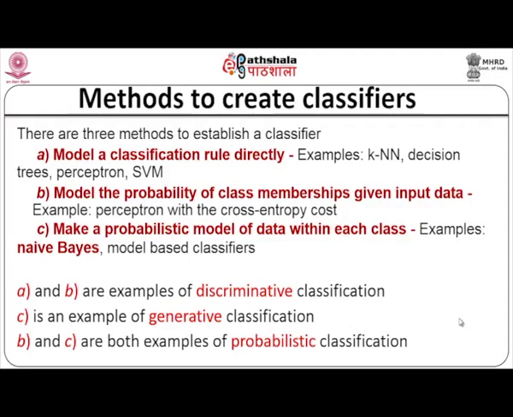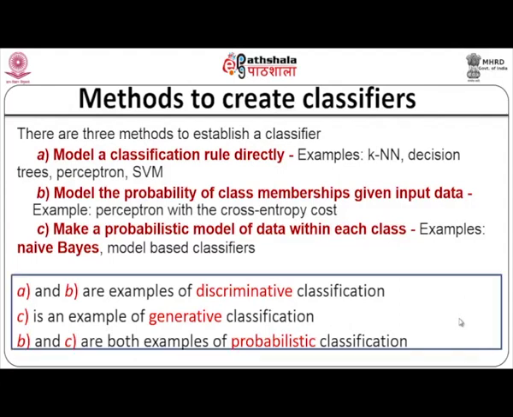The third is to make a probabilistic model of data within each class. Examples are naive Bayes and model based classifiers. Here A and B are examples of discriminative classification, that is, you are trying to discriminate between the classes. C is an example of a generative classification, that is, you are trying to model the data within each class, and B and C are both examples of probabilistic classification where you use probability. So these are methods to create classifiers.